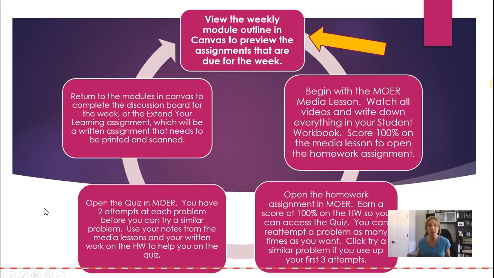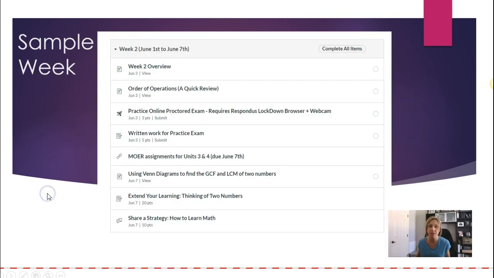We're going to go through this cycle, and each week you will just repeat the cycle as you work through the modules in Canvas. The first thing you want to do is view the weekly module outline in Canvas. That'll give you a preview of all the assignments that are due for the week. That way you can plan your time accordingly over the next 7 days.